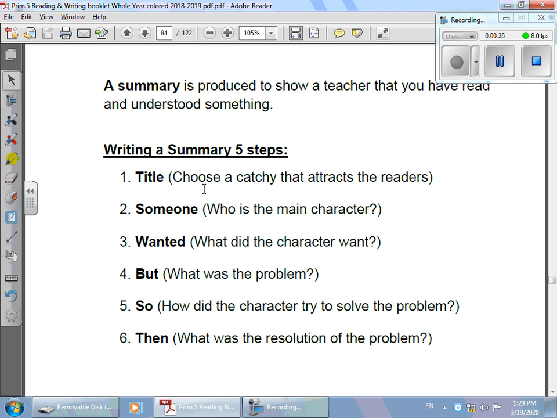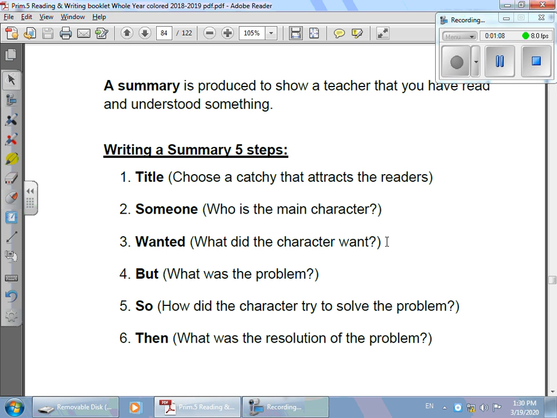Number one, you must choose a catchy title that attracts the reader's attention. The second step, you must write who is the main character, because of course you read a story about someone. There are characters in the story, either a man, a woman, a girl, a boy, an animal, any character, the main character of the story. You must mention him and introduce your main character and say who this character is.